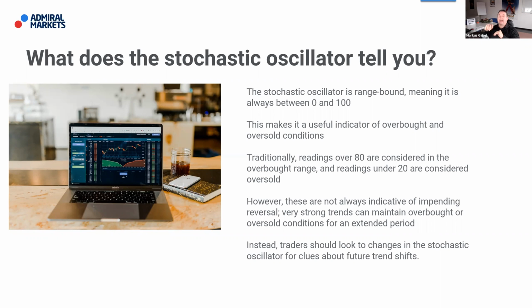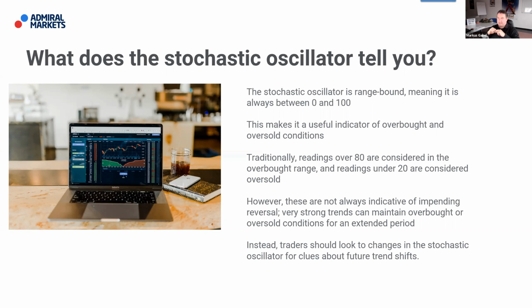Traditionally, readings over 80 are considered in the overbought range, and readings under 20 are considered oversold. However, these are not always indicative of impending reversals. Very strong trends can maintain overbought or oversold conditions for an extended period. Repeat, please, it's really very important. Later in the chart, I will show you why. However, these are not always indicative of impending reversals. Very strong trends can maintain overbought or oversold conditions for an extended period.